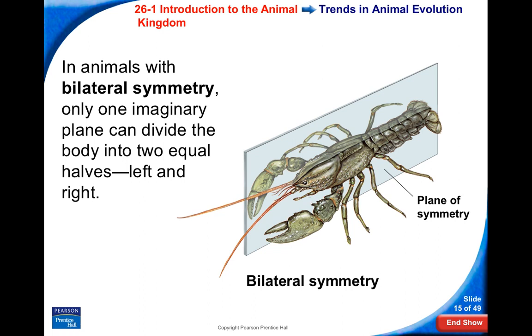Okay, so you can see if I were to draw an imaginary line this way, that doesn't really make two equal halves. This end would look very different from this end. However, along this plane of symmetry, the one that you're seeing in the diagram, that does actually make two equal halves. And since that's the only real way that you could go about doing that line of symmetry, we would call this bilateral symmetry.